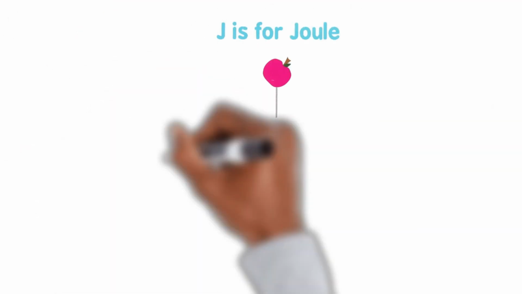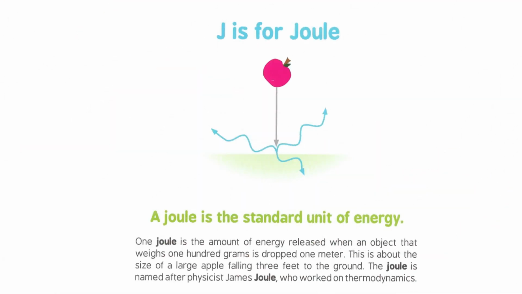J is for joule. A joule is the standard unit of energy. 1 joule is the amount of energy released when an object that weighs 100 grams is dropped 1 meter. This is about the size of a large apple falling 3 feet to the ground. The joule is named after a physicist, James Joule, who worked on thermodynamics.